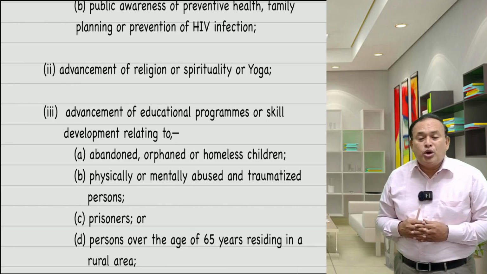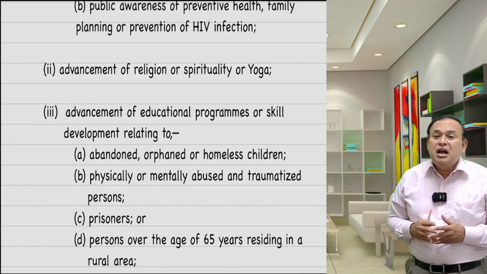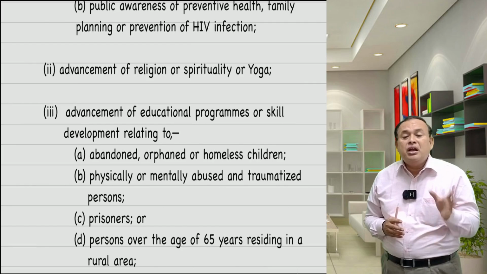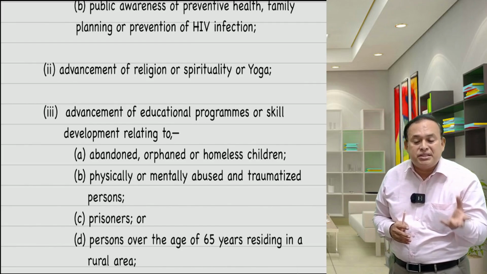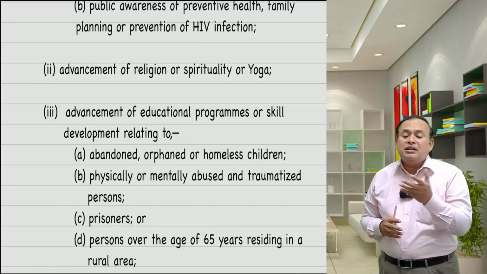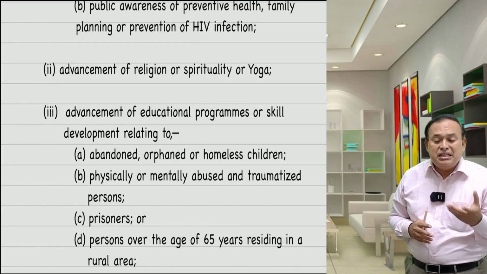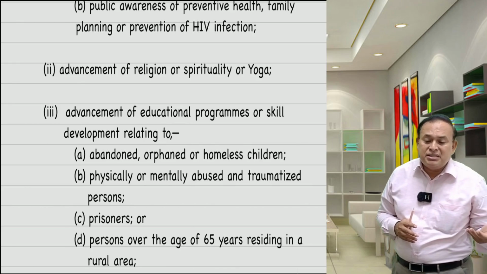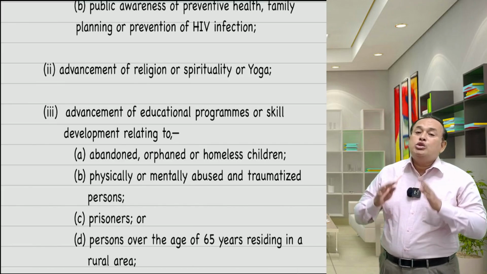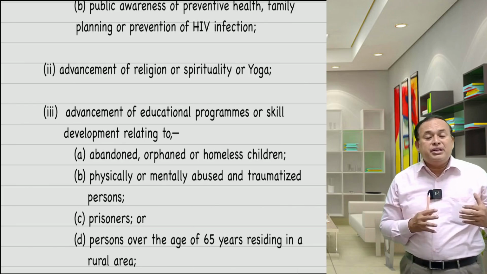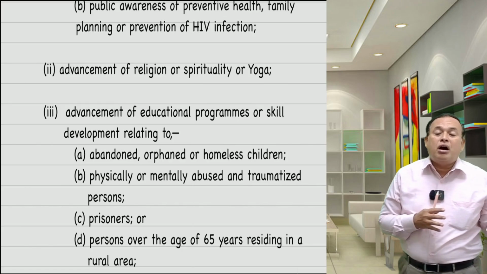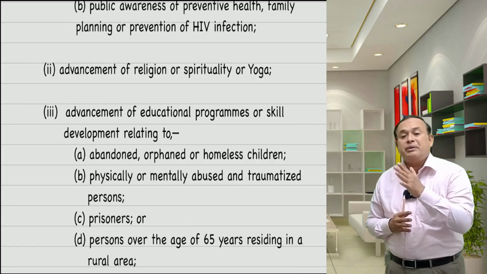Advancement of educational programs offered by charitable entities, or skill development relating to abandoned, orphaned or homeless children, or physically or mentally abused or traumatized persons. Advancement of education or skill development relating to prisoners or persons over the age of 65 years residing in rural area. To them, these charitable entities registered under the Income Tax Act under Section 12AA or 12AB offer these services, and only they qualify for exemption.